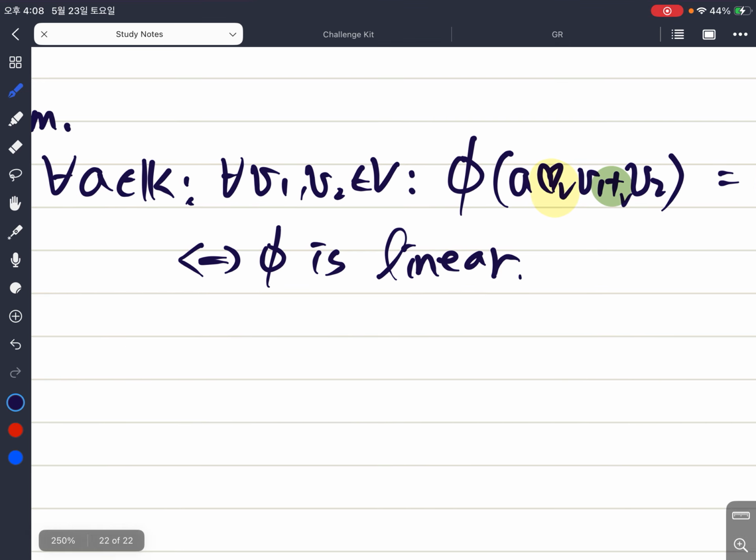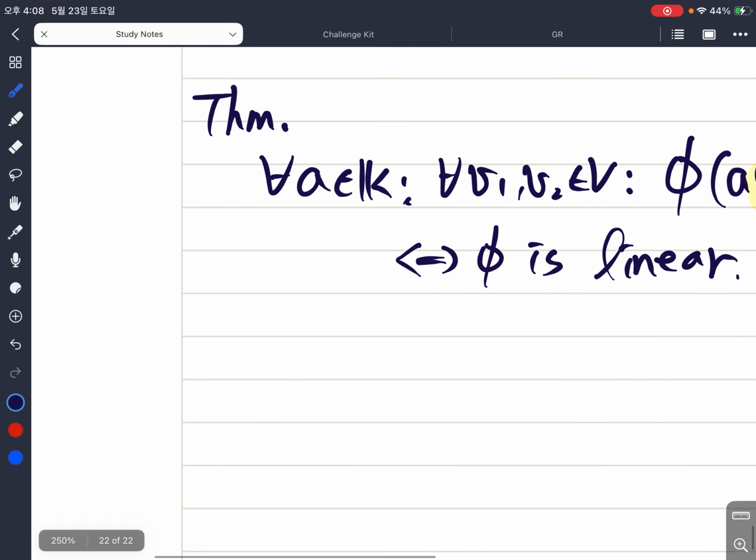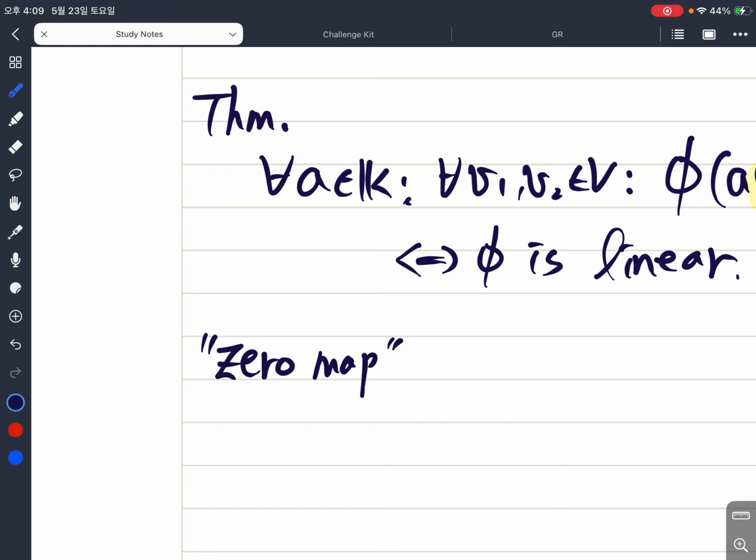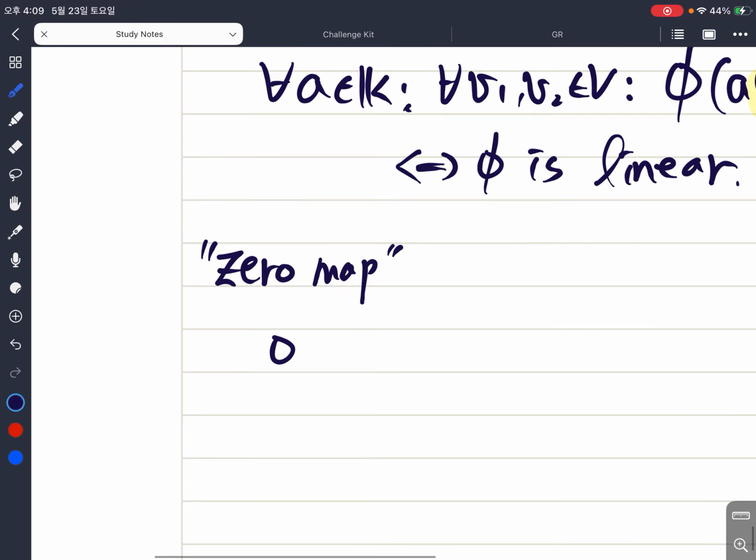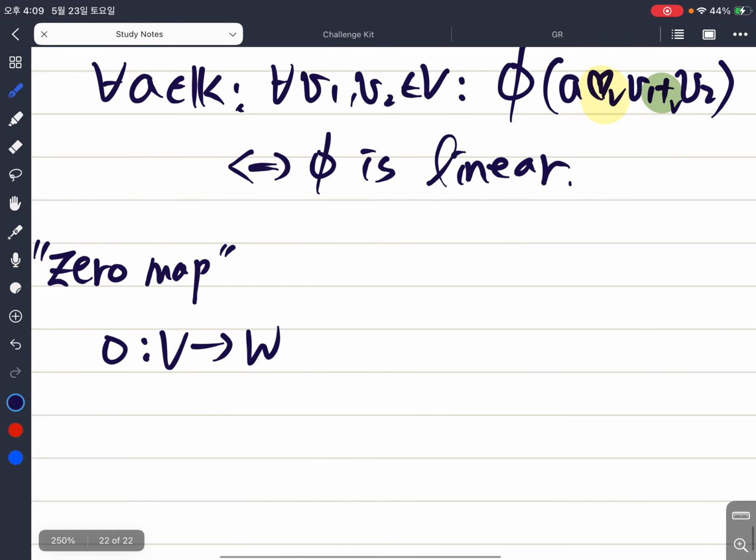I think the simplest example is the zero map. Let me write something like 0. Every element becomes 0 in W. This is the simplest thing.